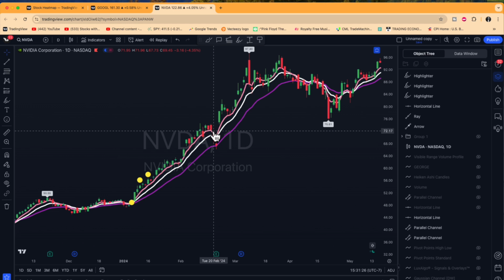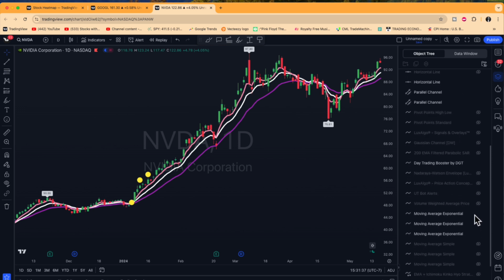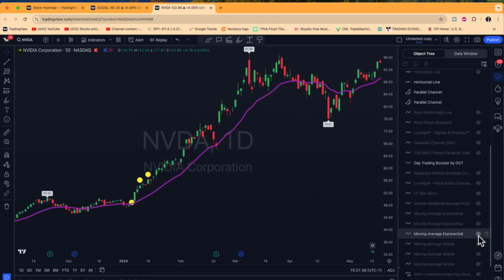You definitely want to wait for it to have bounced off the 20 at least once in that time frame, because that will enable you to realize the majority of the move. All right, let's bring on the SMAs to see how they played a role in NVIDIA.